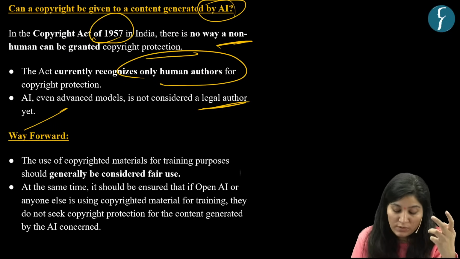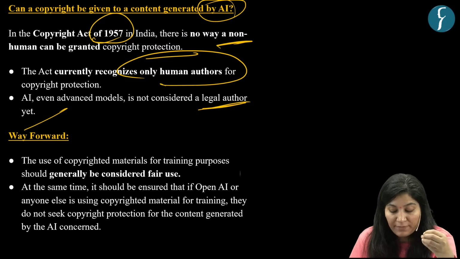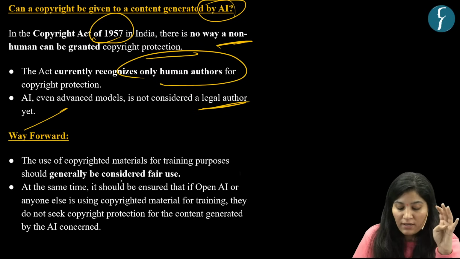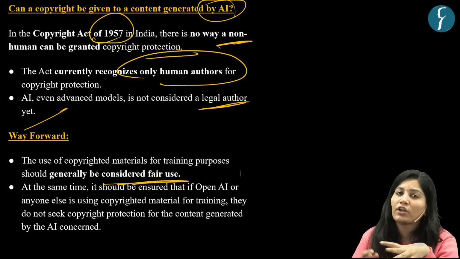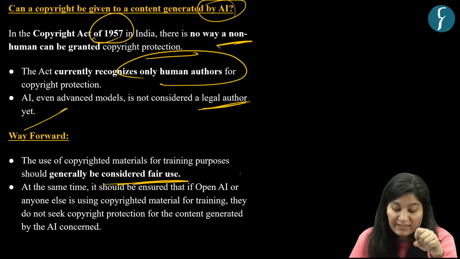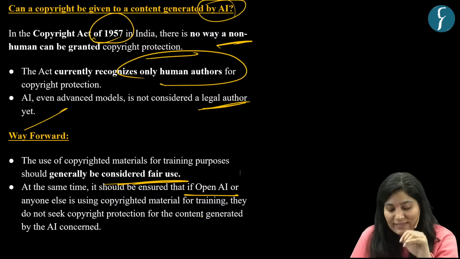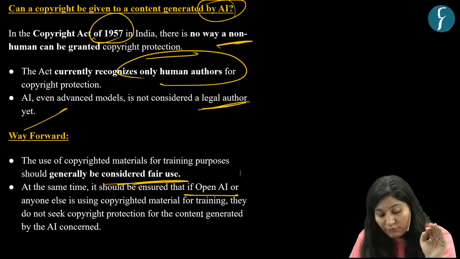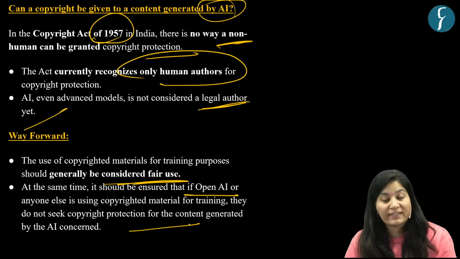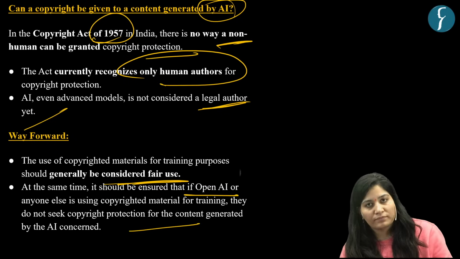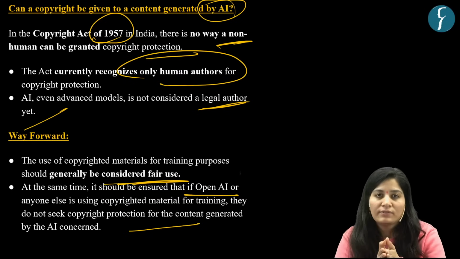So what is the way out? The way out is that the use of copyrighted material for training purposes should generally be considered fair use for overall AI development. And at the same time, it should be ensured that if OpenAI or anyone else is using copyrighted material for training, they do not seek copyright protection for the content generated by AI. Vice versa. Got it? So that's all.